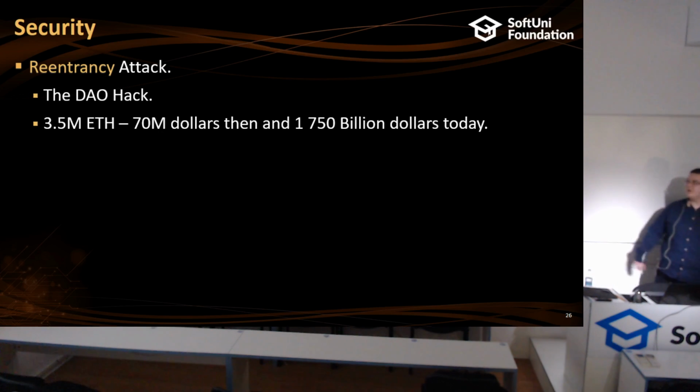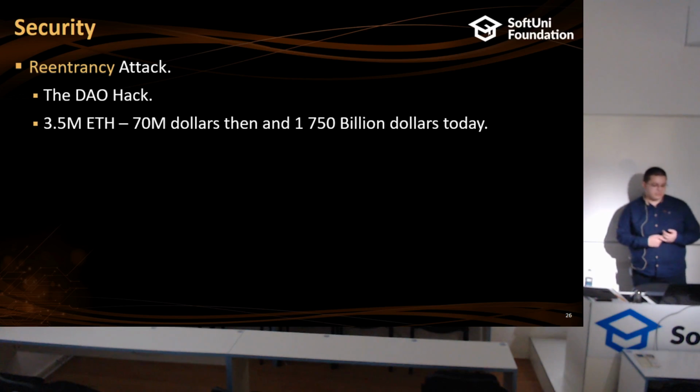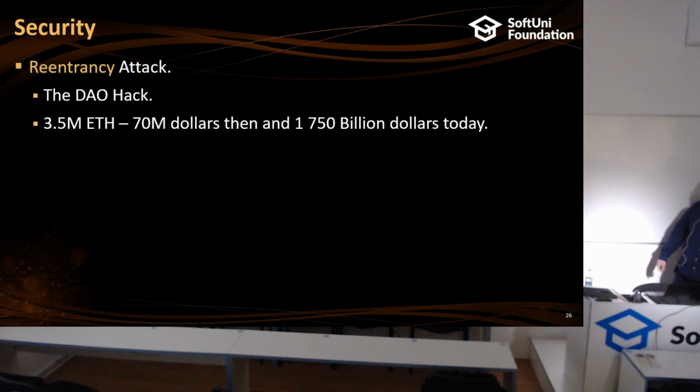So, security. There are many publicly known security issues with smart contracts, and many hacks have happened in the past because of them. A good and big percentage of the smart contracts that currently run have security issues, and this is known by everybody. One of these security issues is the so-called reentrancy attack. It was used in the DAO hack. 3.5 million Ether was stolen. It was $70 million back then. Now it is close to $2 billion. So you can imagine the scale of this.